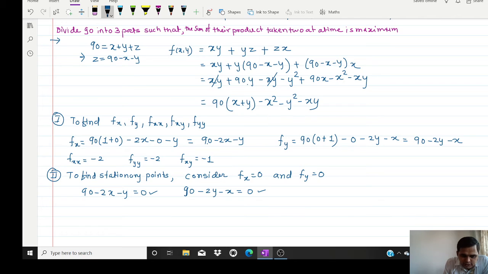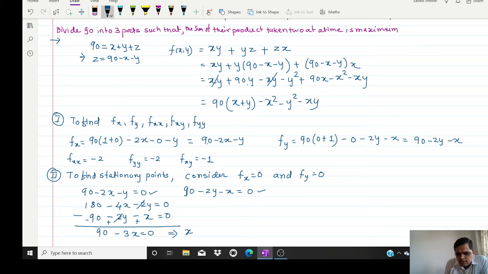So what I'm doing, I'm just writing the first equation by multiplying with a 2. We get 180 minus 4x minus 2y is equal to 0. We are just going to subtract this second equation, that is 90 minus 2y minus x. So when I am going to take a subtraction, the first term sign becomes a minus, minus becomes a plus. So plus 2y minus 2y get cancelled. 180 minus 90 gives me the 90 itself, minus 3x. So this implies x is equal to 30.